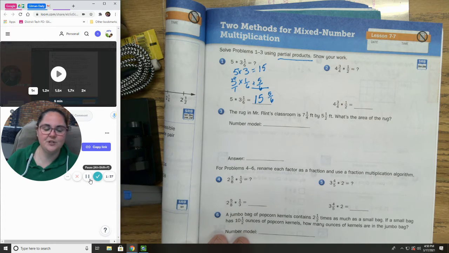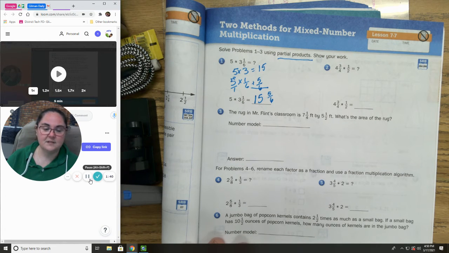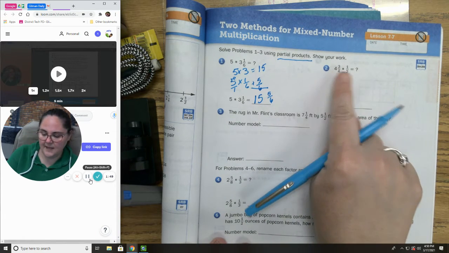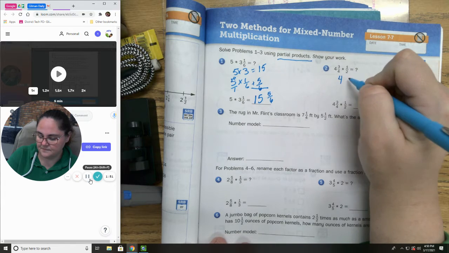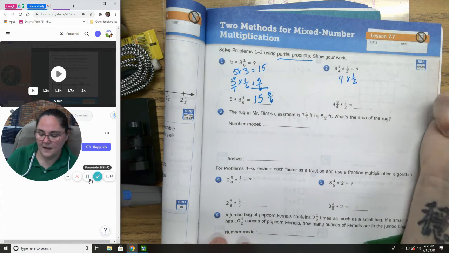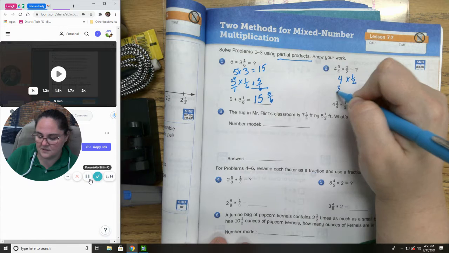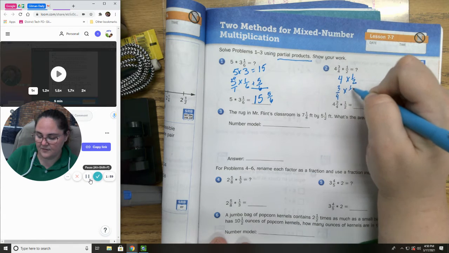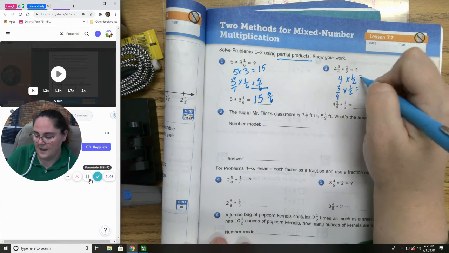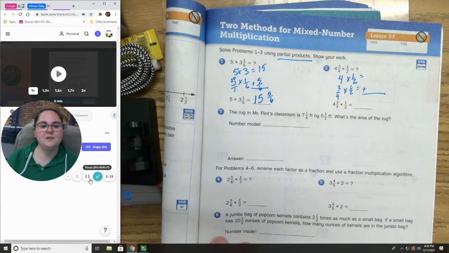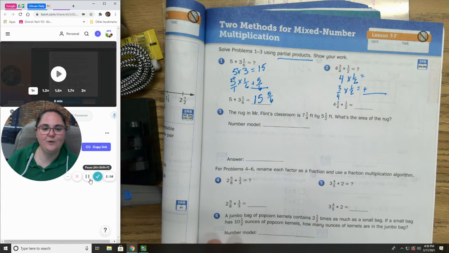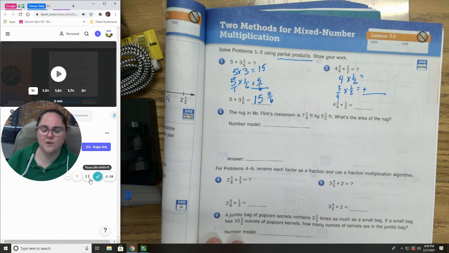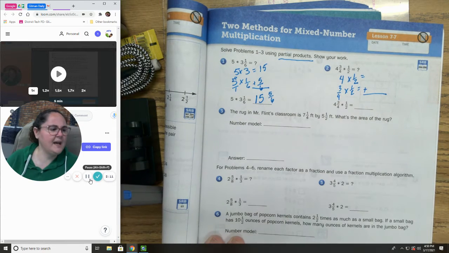All right, let's do number 2. 4 3/4 times 1/2. What problems am I going to use? Well, I'm going to start with my whole number, 4 times 1/2. And then my fraction, 3/4 times 1/2. Find those answers, add them together. Actually, I want you to find the answers first. What is 4 times 1/2?